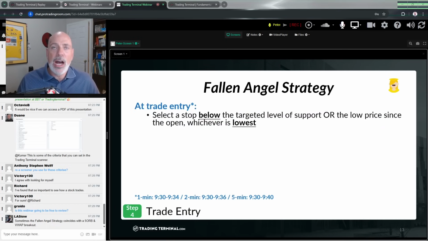At trade entry, I am going to be looking to identify before I enter, I want to know where my stop is. It's very important, I believe, in any criteria for you to know where your stop is before you hit that button. Don't figure it out after you've bought the shares. Make sure you know where it is before. Make sure that it gives you the right risk to reward. So I'm identifying that stop below the targeted level of support or at the low of the day.